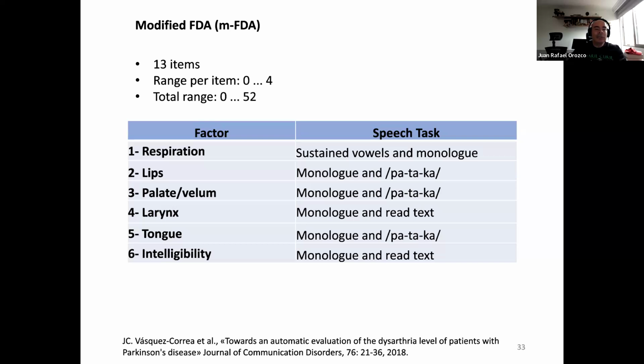it is focused on specific movement or control of specific parts of the vocal tract or the whole system involved in speech production. So respiration, lips, palate, velum, larynx, tongue, and intelligibility. And then the total range of this new scale is from 0 to 52. 0 means healthy control or totally healthy, and 52 means completely impaired.